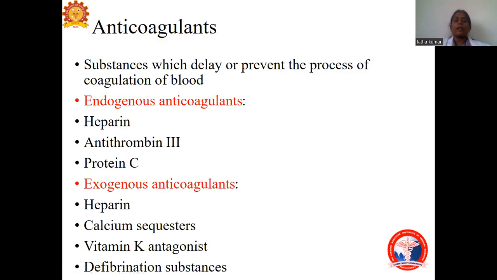So next, anticoagulants. Anticoagulants are the substances which delay or prevent the process of coagulation of blood. There are two types, endogenous anticoagulants and exogenous anticoagulants. Endo means inside, so these are anticoagulants formed within the body. Endogenous anticoagulants are heparin, antithrombin 3, and protein C. Exogenous anticoagulants are heparin, calcium sequesters, vitamin K antagonists, and defibrillation substances.